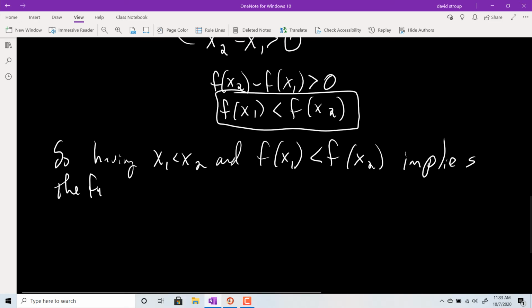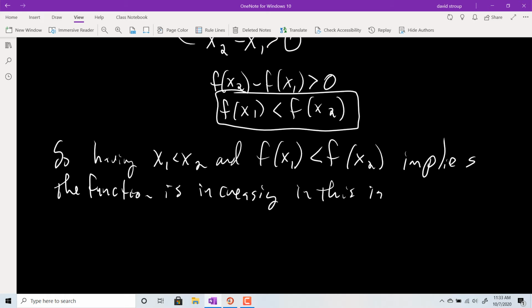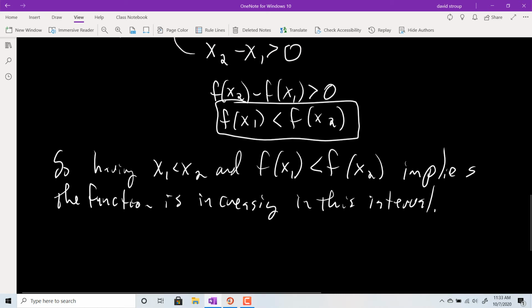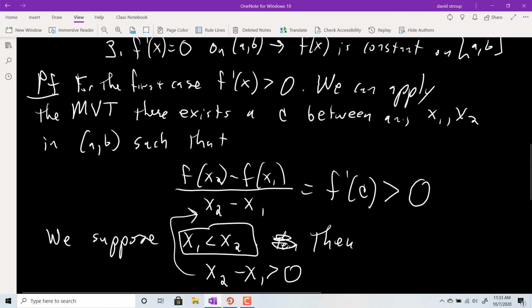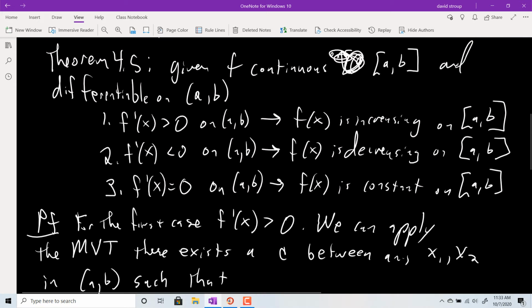The function is increasing in this interval. And that will work for any x1, x2 in that interval from a to b. So if f prime of x is greater than 0, then f of x is definitely increasing. And you go through the same kind of argument for the other two cases.